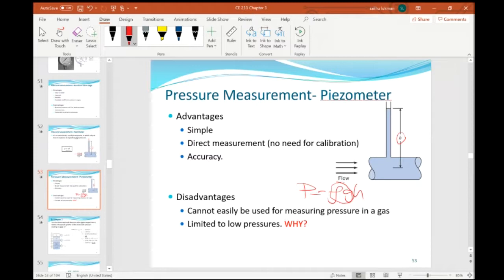Just assuming, in the barometer, mercury rises to 0.76 meter, while water rises to 10.3 meters. 10.3 meters is a very long tube, very long one. So it means for higher pressures, you need very long piezometers. That is why it is limited to very low pressures only.